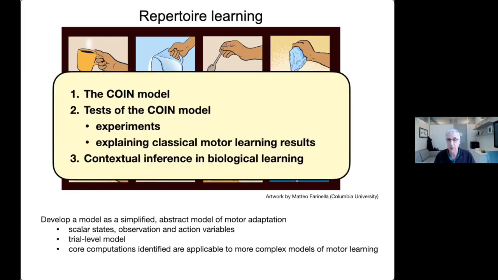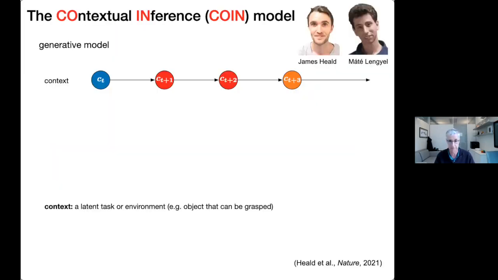So I'm going to go through the details of the COIN model, and then we're going to describe tests of the model and experiments we've done, as well as explaining classical motor learning results. And then I'll briefly mention how we think contextual inference is more important than just in motor learning. It's more general to biological learning.